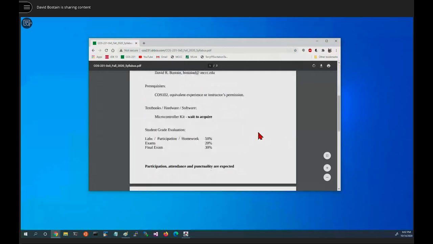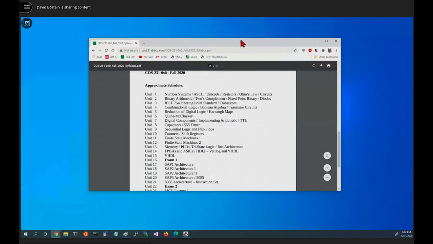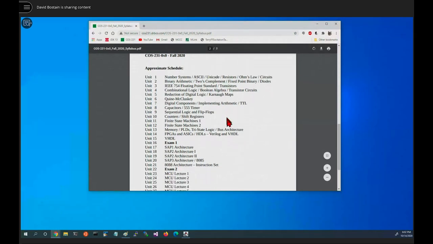So let's look at the course outline here. My window got so squashed.